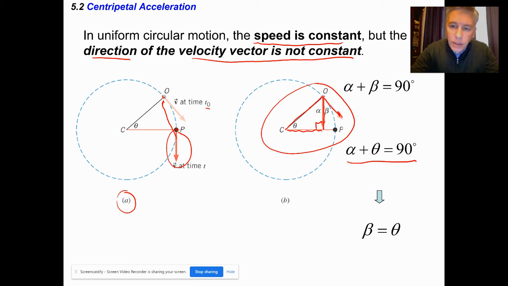So this is going to be tangent to the circle. If I draw the radius here and that velocity, they would also be perpendicular. So alpha plus beta, these two angles, equals 90 degrees. What this tells me then is beta is equal to theta. So this little angle right here is equivalent to this angle over here. And you go, why does that matter?